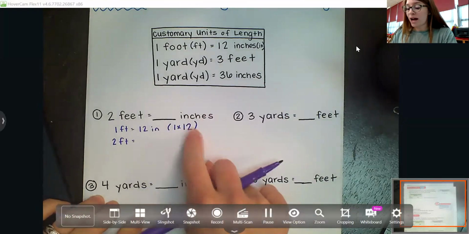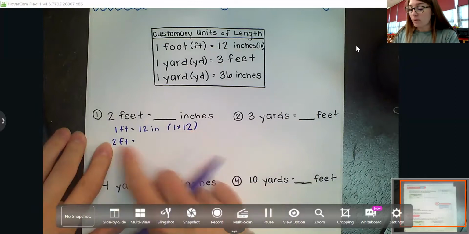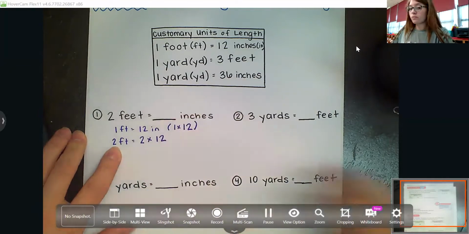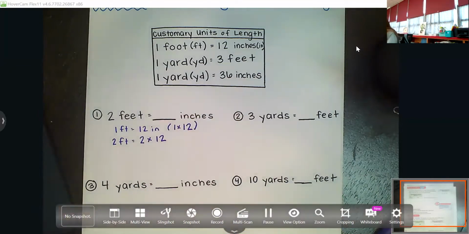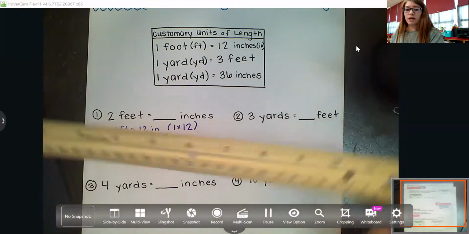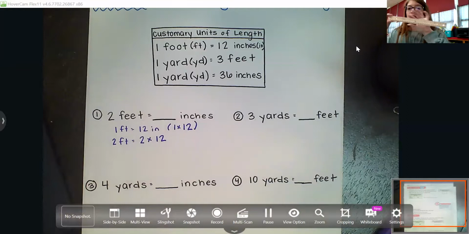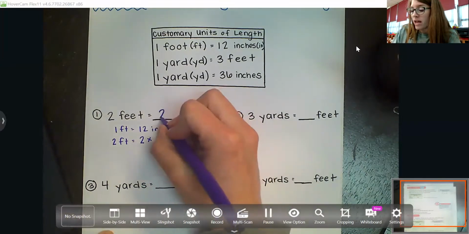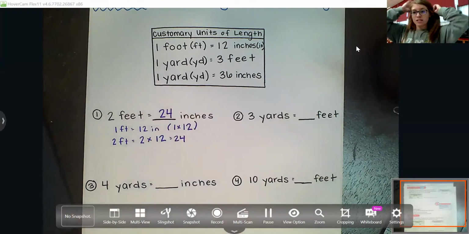So if it's going to be times 12, whenever we convert, for 2 feet I would do 2 times 12. Because if we had 2 of them, and I've actually got a ruler right here, if we got 12 inches right here, okay, this is 12 inches. So this is 1 foot. You can't even see the whole thing. This is 1 foot. So if we have 2 of these, we're going to be multiplying 12 times 2. What is 12 times 2? Very good, 24. So 2 feet is the same thing as 24 inches.